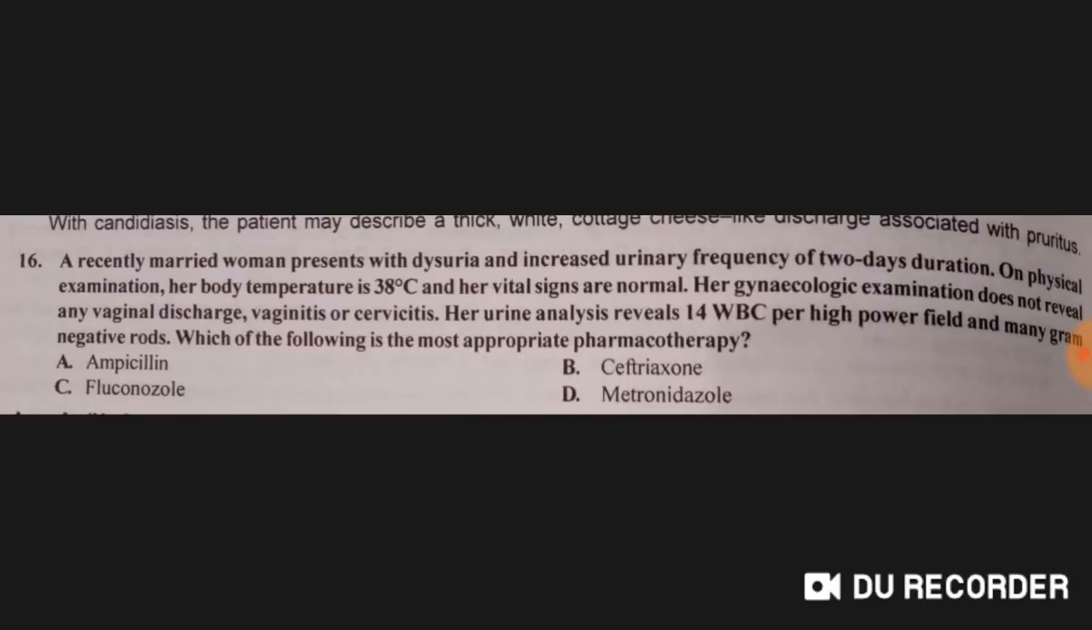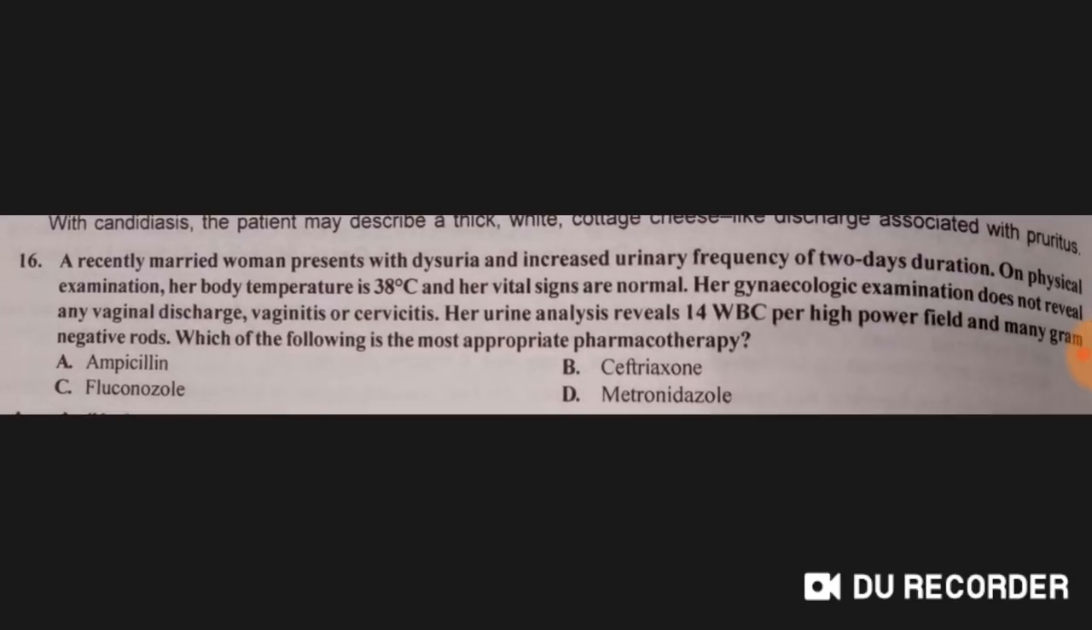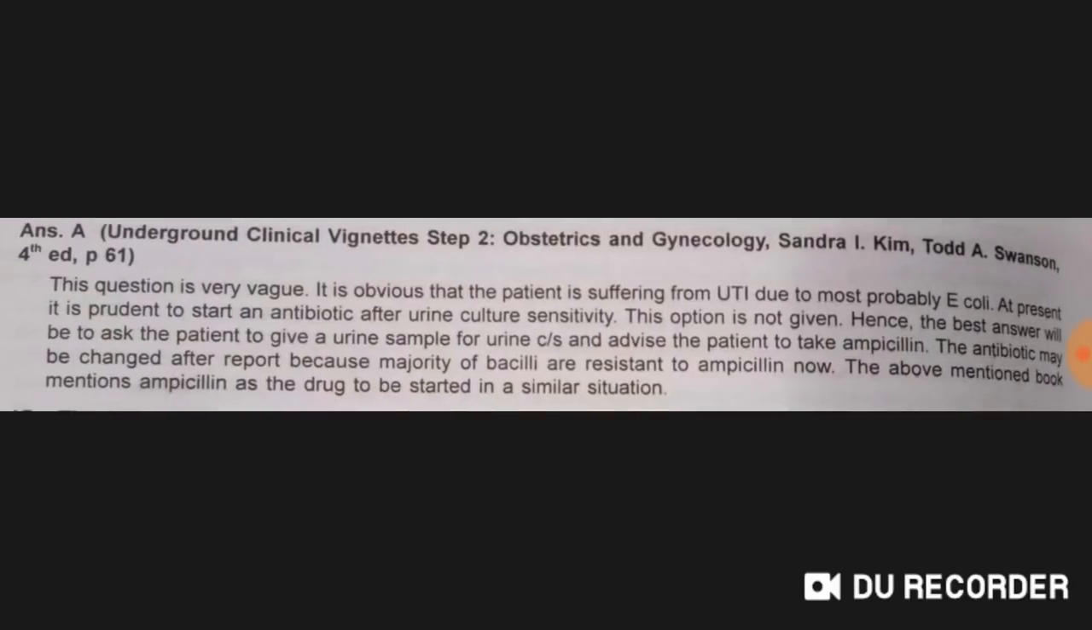A recently married woman presents with dysuria and increased urinary frequency of 2 days duration. On physical examination, her body temperature is 38 degrees Celsius and her vital signs are normal. Her gynecological examination does not reveal any vaginal discharge, vaginitis, or cervicitis. Her urine analysis reveals 14 WBCs per high power field and many gram negative rods. Which of the following is the most appropriate pharmacotherapy? Go for ampicillin here. So this is the answer, correct? Yeah.